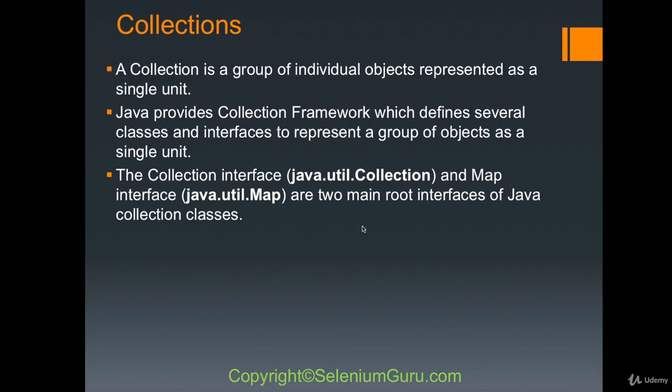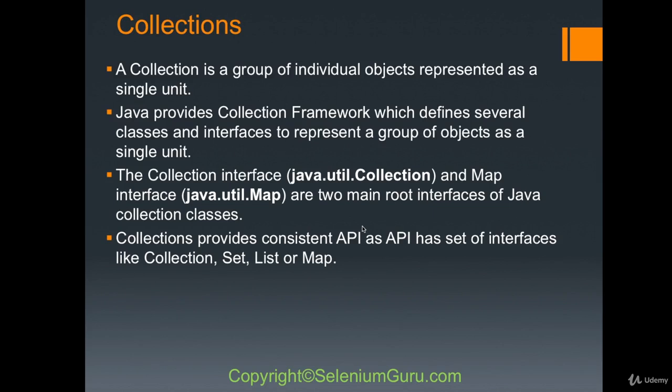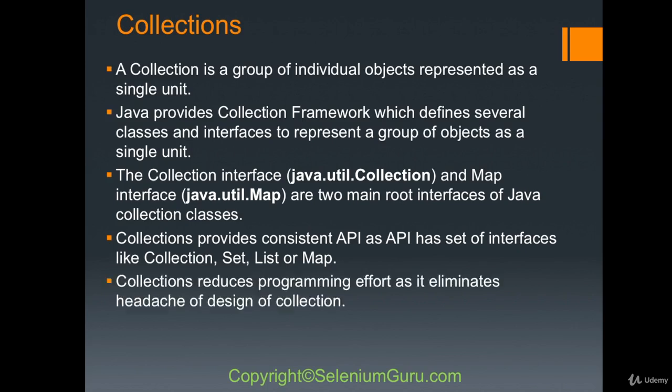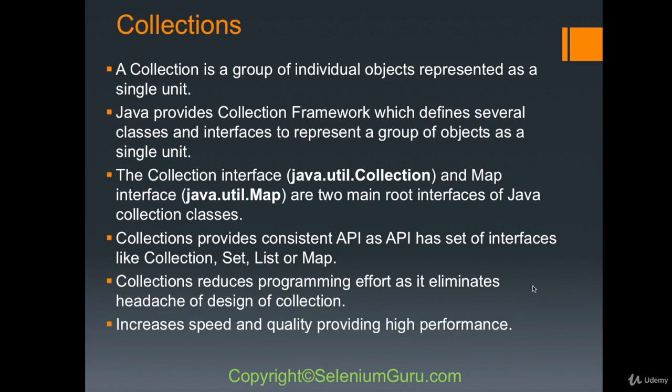Collection provides a consistent API. The other advantage of using collection is it has an API, which means application program interface, from where you could use a lot of interfaces like collection, set, list, or map. Collections reduces programming effort as it eliminates the headache of design of collections, and also increases speed and quality, providing high performance.